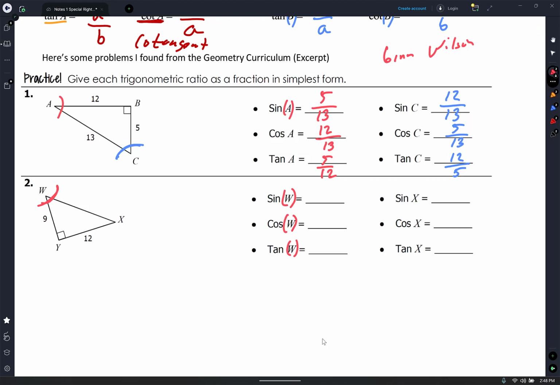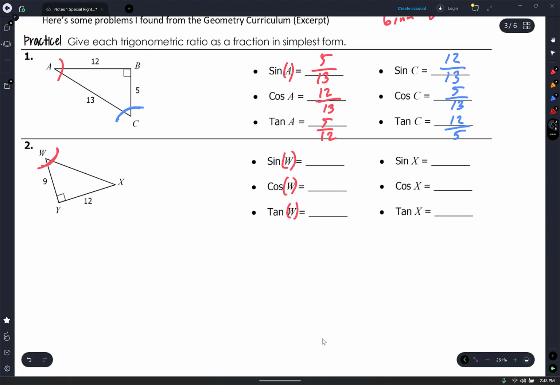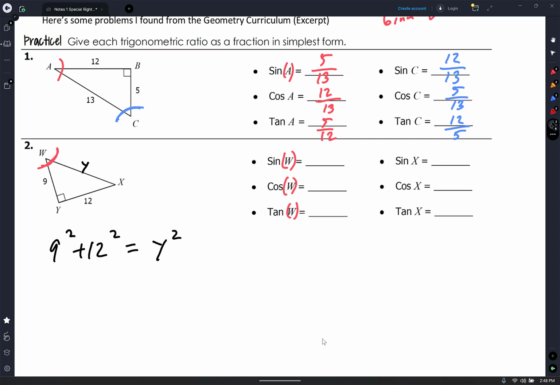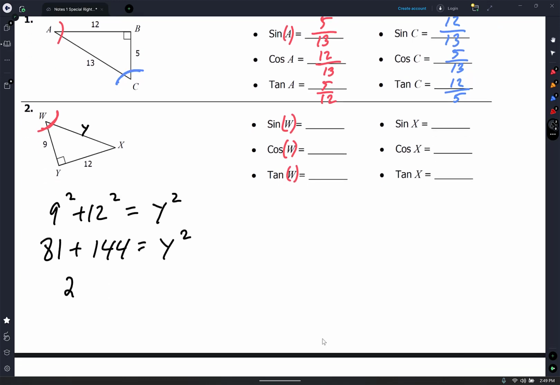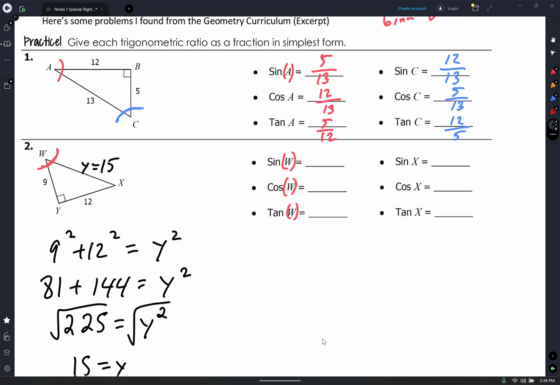Sine of W is what? Well, before we start, we've got to find that hypotenuse, right? If you recognize it, that's a Pythagorean triplet, but if you don't know what I'm talking about, then just do the Pythagorean theorem. I'm going to call that little y. So 9 squared plus 12 squared equals y squared. 9 squared is 81. What's 12 squared? Is it 144? Equals y squared. And then 144 plus 81, is that 225? 81 plus 144? 225 equals y squared, and that looks like a perfect square because it is. Yeah, 15 equals y.